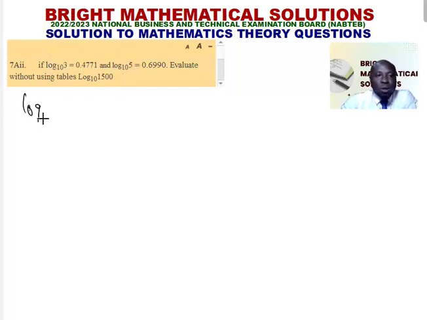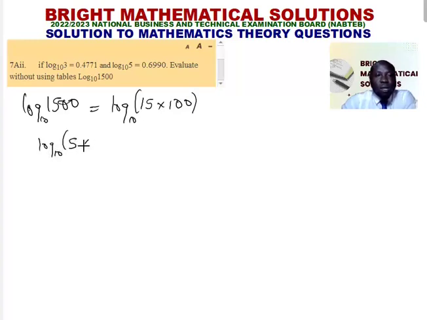So log base 10 of 1500. We can write this expression as log base 10 of 15 multiplied by 100. We can write it as log base 10 of 5 multiplied by 3 multiplied by 10 raised to power 2. Remember, we are given 5 and 3. So from here, we can split from multiplication to addition.